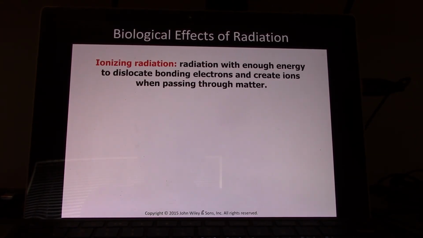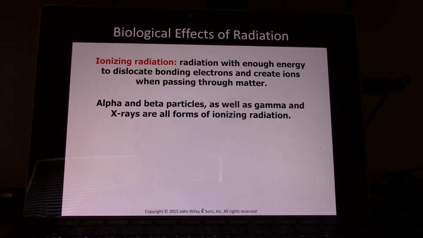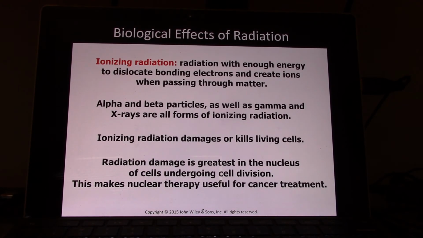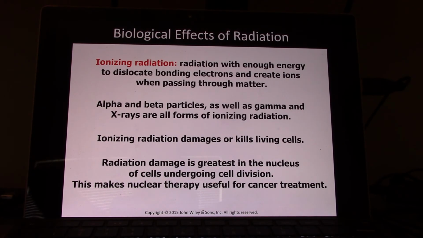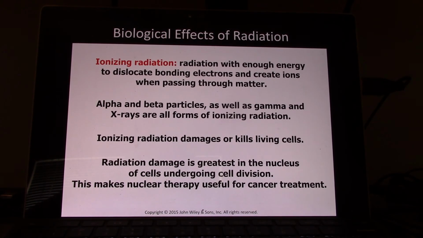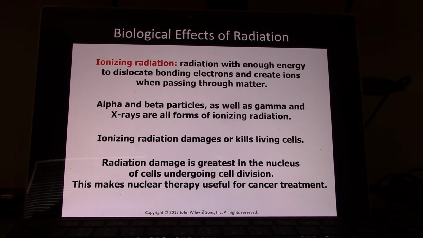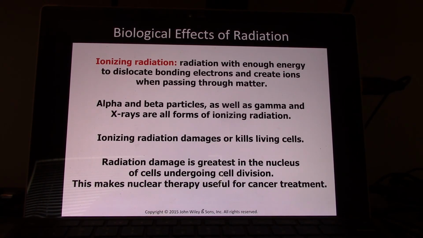Ionizing radiation. The radiation with enough energy to dislocate electrons and form ions. And alpha and beta particles, as well as gamma and X-rays, are all ionizing radiation. Because X-rays are ionizing radiation, we only use them when it's medically necessary. Ionizing radiation will kill living cells because it forms free radicals, which are dangerous and can destroy DNA. Sometimes we use radiation on purpose to kill things, like in cancer treatments. You're purposely trying to use radiation to kill tumor cells and target the radiation to hit the tumor cells.